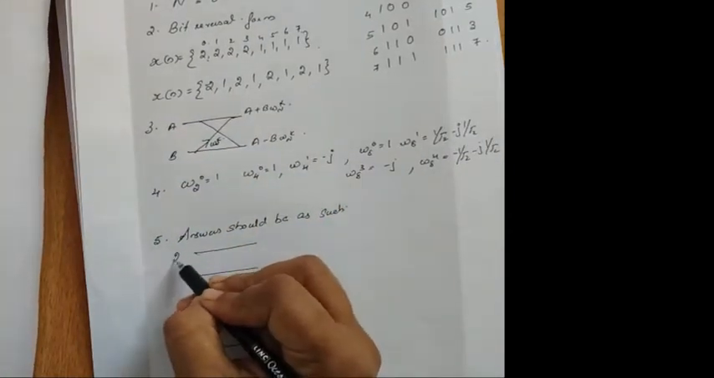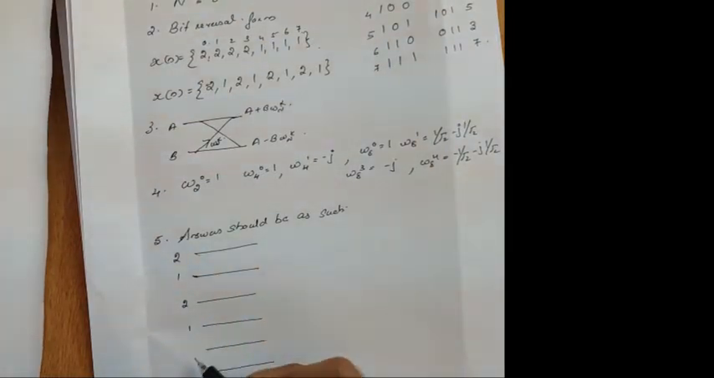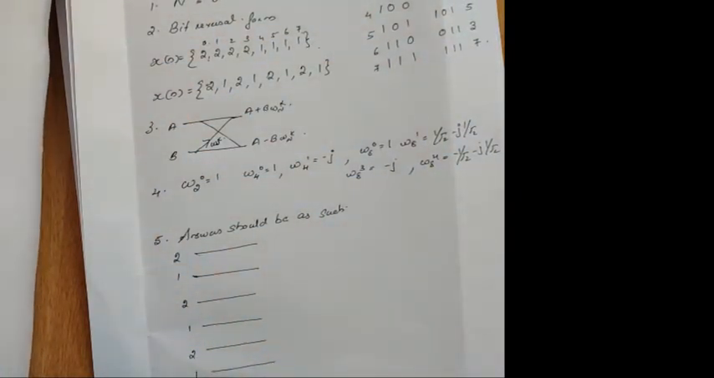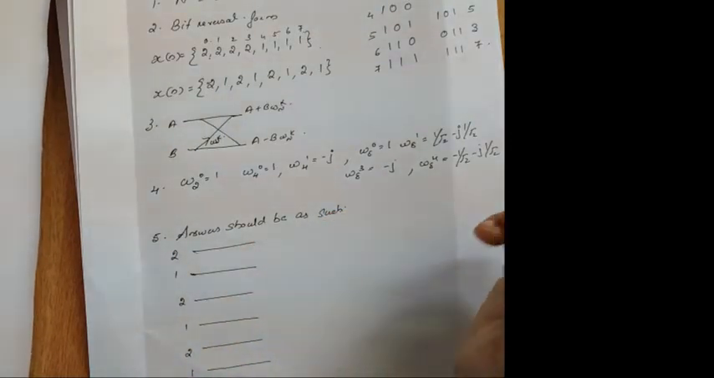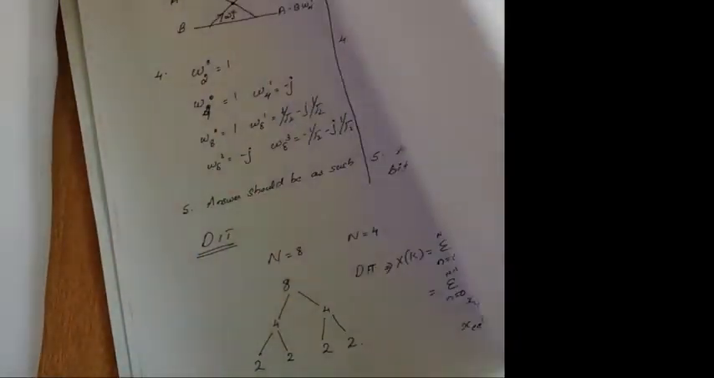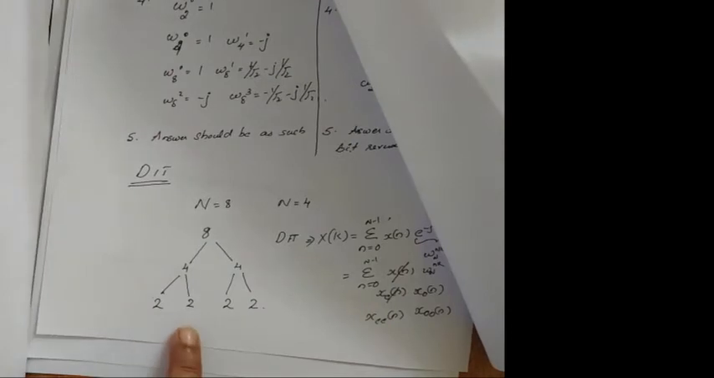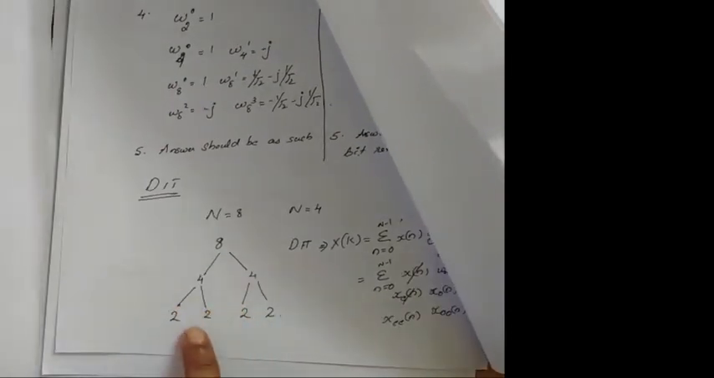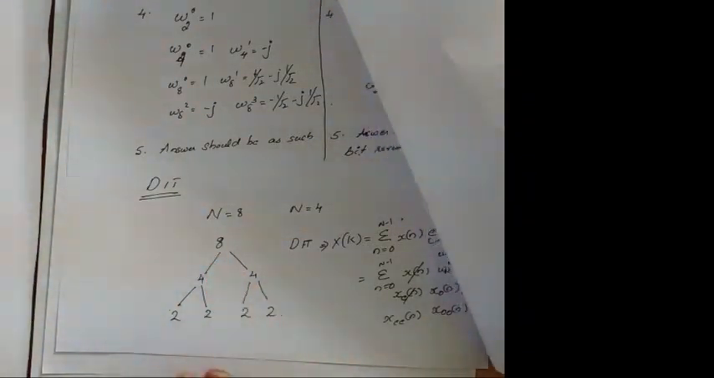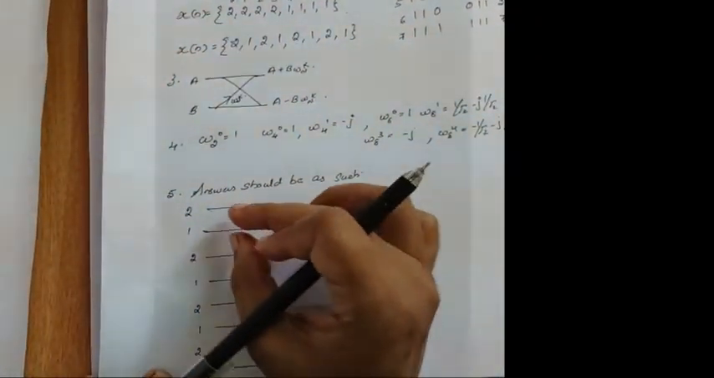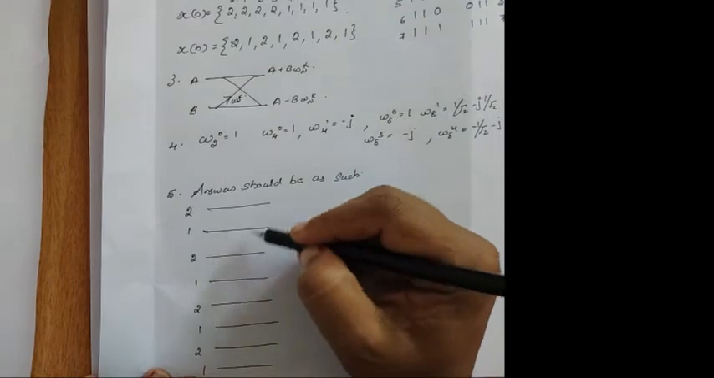So you have to give the sequence over here: 2, 1, 2, 1, 2, 1, 2, 1. Now, what you are going to do in DIT? You are forming 2-point DFTs, and using these 2-point you are going to find 4-point. Using these 4-point you are going to find 8-point. So likewise, now you are going to do it with the radix-2 algorithm.